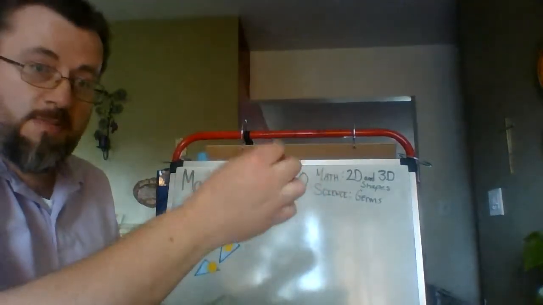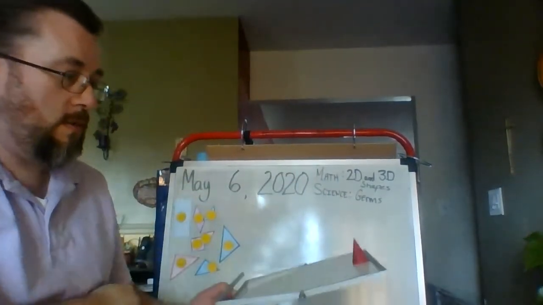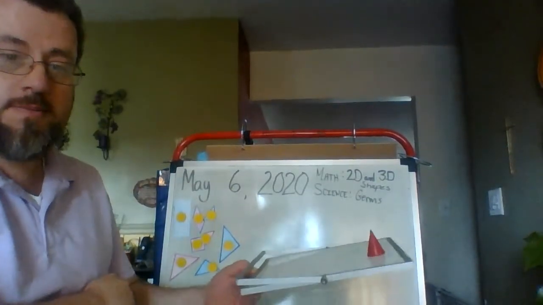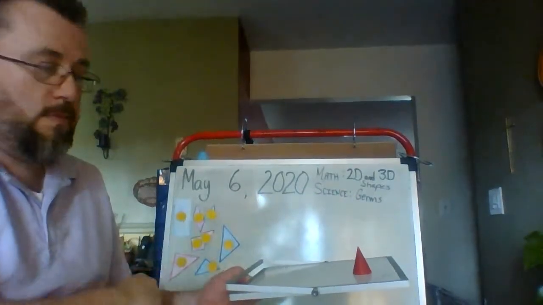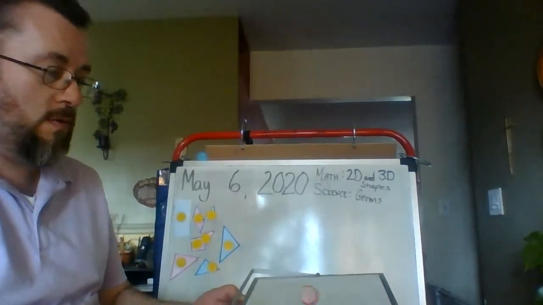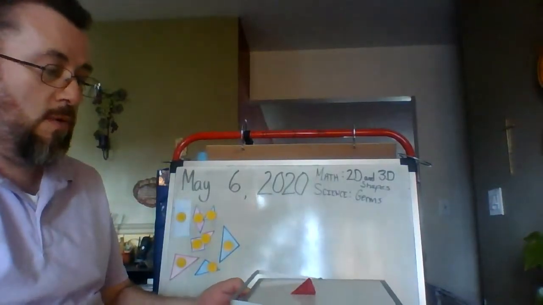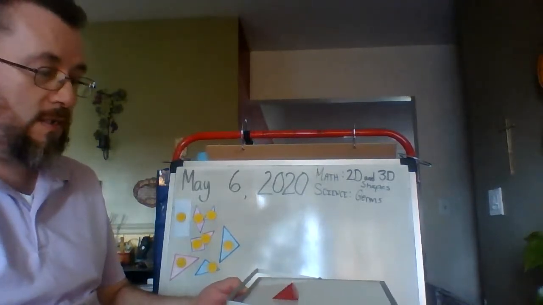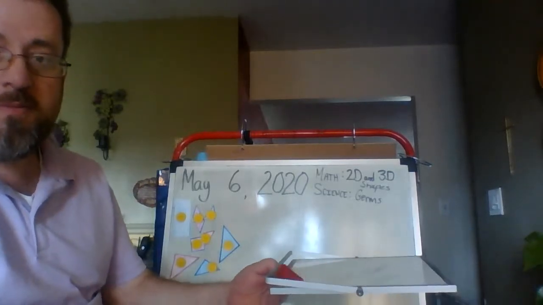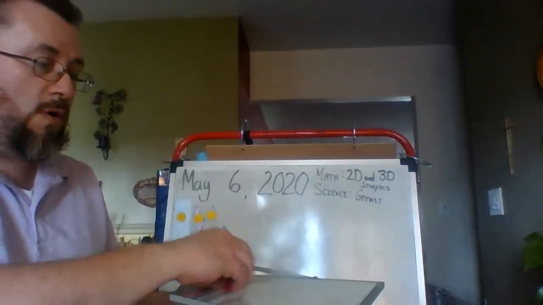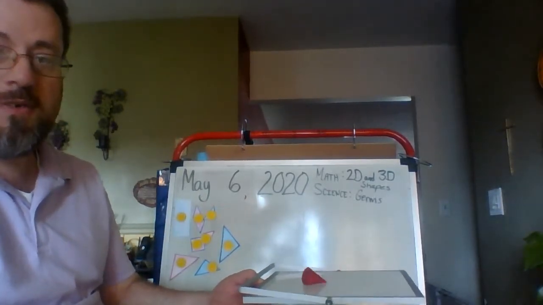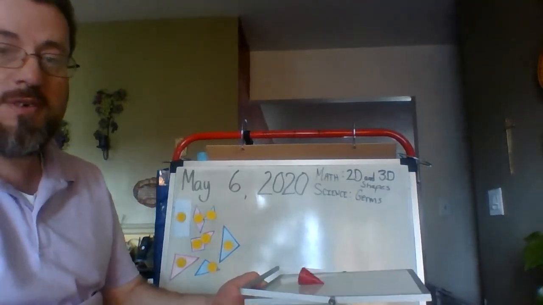Again, if I set it on its base and I push it, it can slide. If I put it on its side, it will roll, but notice it doesn't roll like the cylinder does. It rolls in a circle. It will not roll straight back and forth the way the cylinder did. It rolls in a circle because of the way it's shaped.